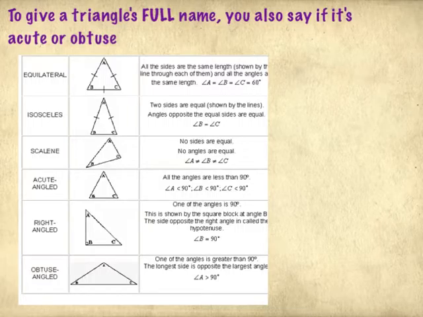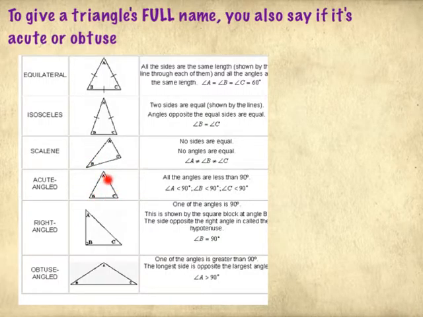So those are my main triangle types. Equilateral, everything is the same. Isosceles, two are the same with one angle and one side being different. Scalene, everything is different. And right-angled, which has a right angle in it. To give a triangle's full name though, I also have to say if it's acute or obtuse. So here we have an example of an acute angled equilateral triangle.